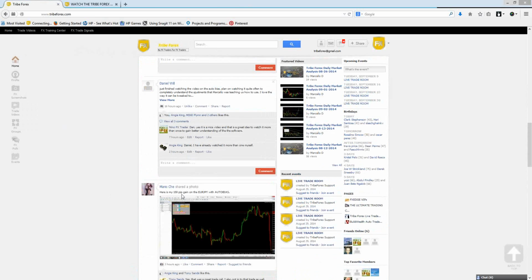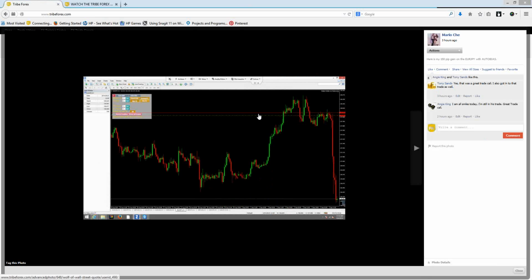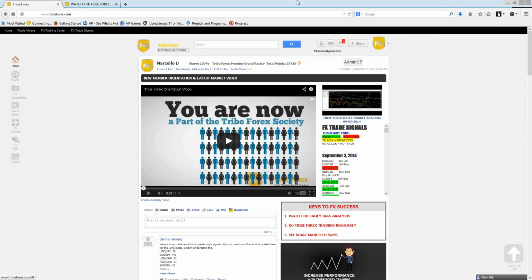Here's actually a screenshot from one of our members showing their euro yen trade. Okay, you have a sell right here, and you can see that price dropped all the way down. That's the kind of stuff that you want to see, and that's what you want to be. That's the kind of community you want to be a part of. You want it clear cut, and you want to be able to count on the people and always have support around you so that you can trade effectively.